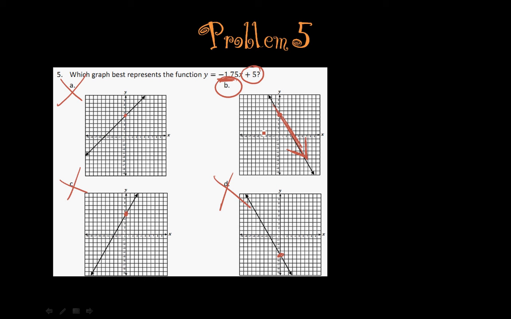If you had another one that had a negative slope, you would actually need to count down and over and see what your slope would be to match it up with that one.